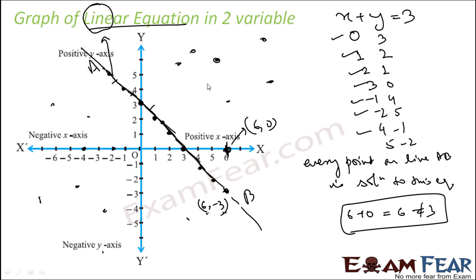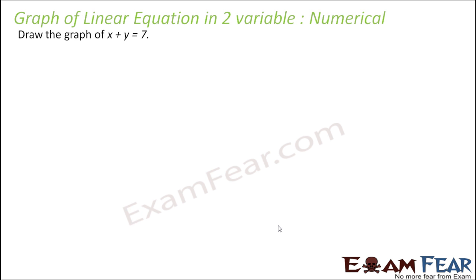Once again, every point on this line AB is a solution for this equation x plus y is equal to 3, because this line is for x plus y is equal to 3. Any point which is not on this line is not a solution for this given linear equation in two variables.